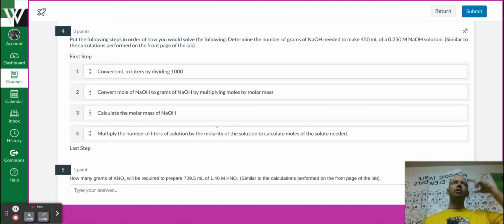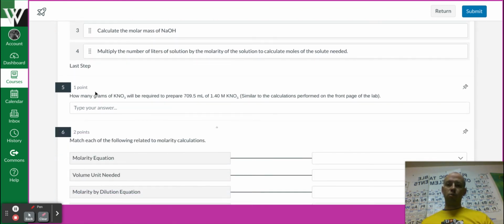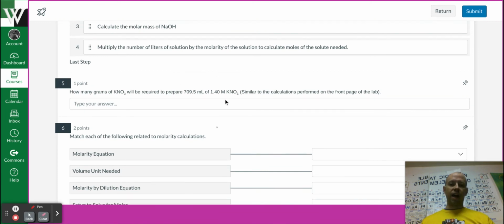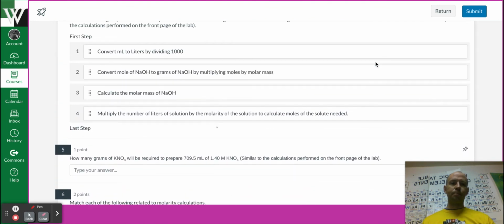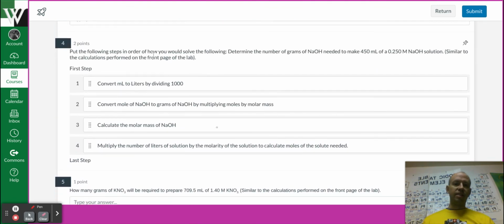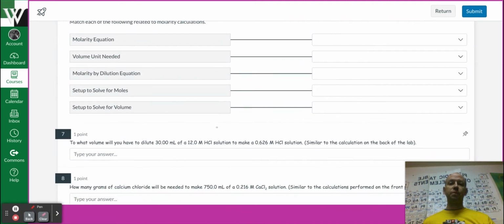That's where it's really important. Think back to the lab. What order did I do things in? Or look at our notes and look at our sample problems. We've got some more grams and molarity. So we've got all of that. And it tells you, similar to this calculation, similar to the thing you did on the front of the page, where it tells you exactly what to do.